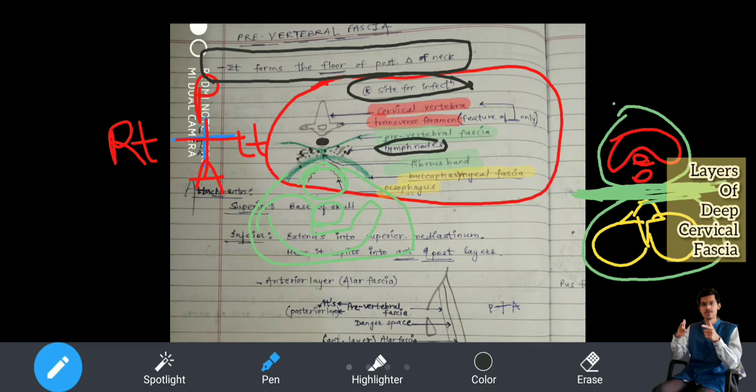If you see something going up obliquely from medial to lateral, that is your sternocleidomastoid muscle. The structures superomedial to it form the anterior triangle, and the triangle formed inferolateral to it is the posterior triangle, as I already explained to you yesterday.